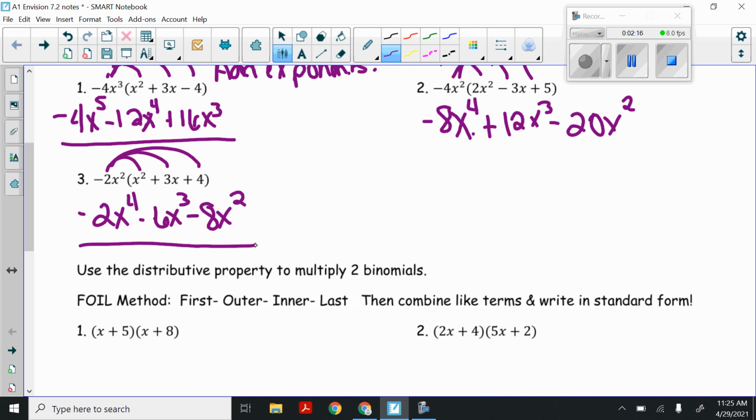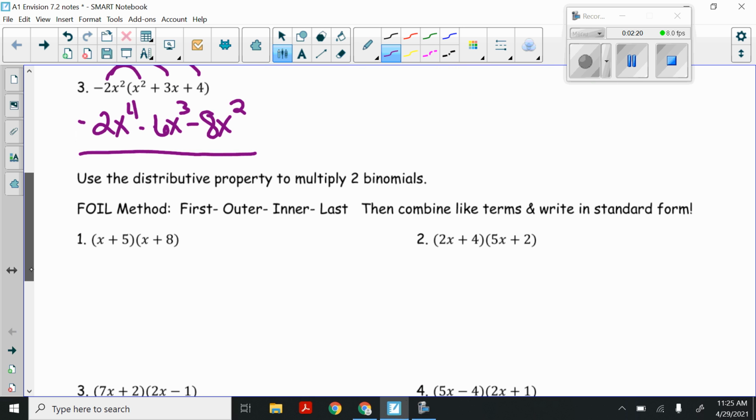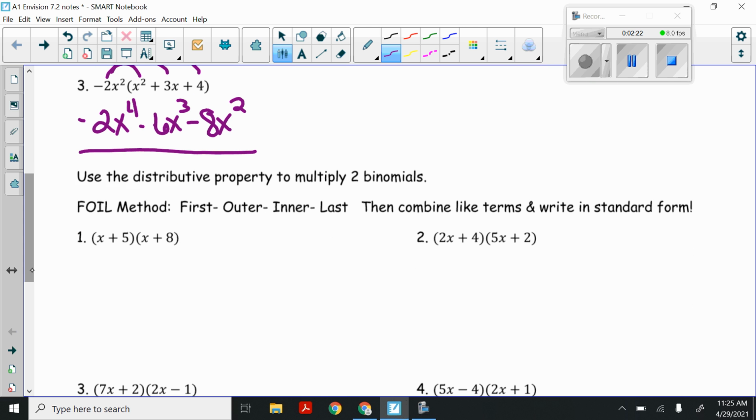So now we're going to look at using the distributive property to multiply two binomials. This is where the FOIL method comes in. FOIL means the first, the outer, the inner, the last. Then we will combine like terms and write in standard form. So the first term in the first set of parentheses times the first term in the second set of parentheses.